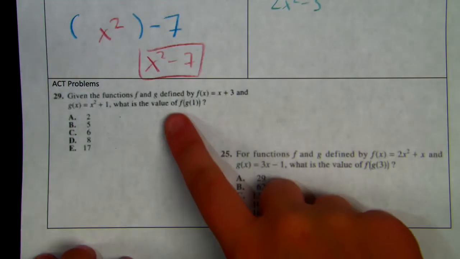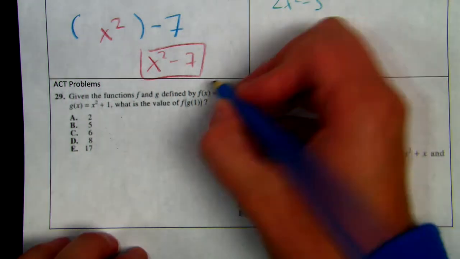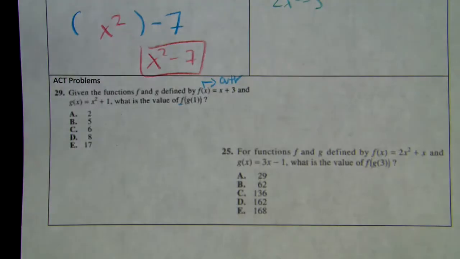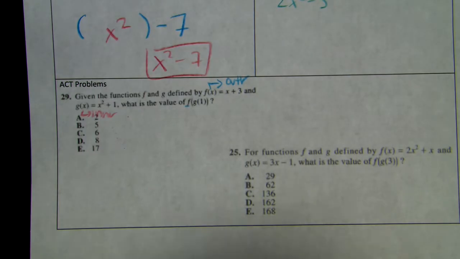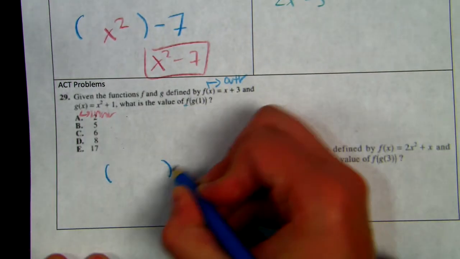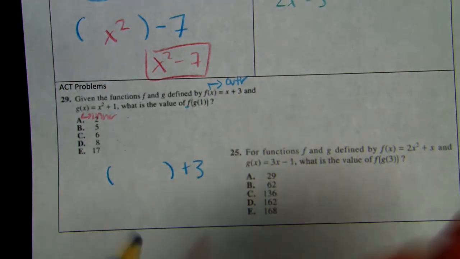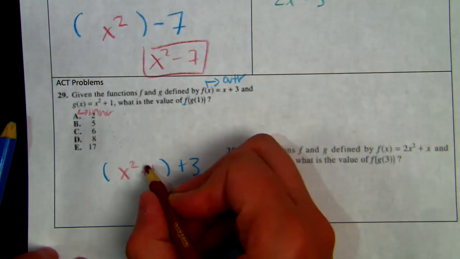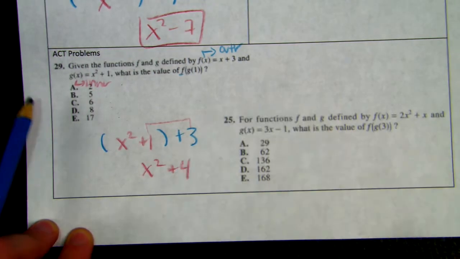We have, given the functions f and g, defined by f of x equals x plus 3, and g of x equals x squared plus 1, what is the value of f of g of 1? So here, f of x comes first, so that's my outer function. g is inside the parentheses, that's my inner function. So I'm going to write my outer function first, f of x equals x plus 3, leaving a blank for the x, filling in x squared plus 1. I'm going to simplify a little bit further. So moving down, I know I can combine those two terms. So x squared plus 4.